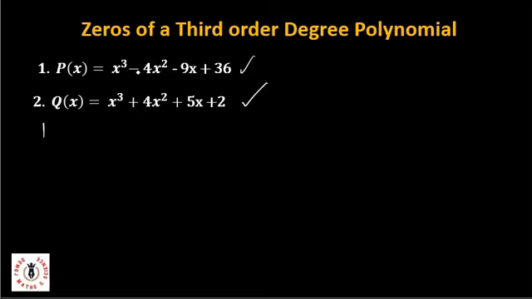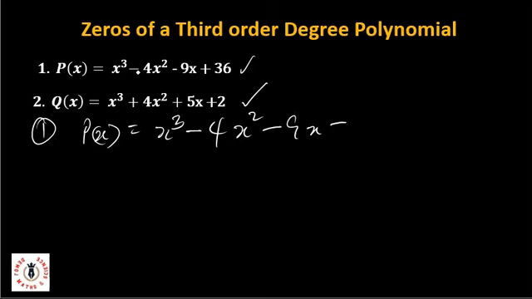Now, in example 1, we have that p of x is equal to x raised to power 3 minus 4x squared minus 9x plus 36. Obviously, from this example, I can easily group them. You see that x raised to power 3 and minus 4x squared have something in common, which is x squared. Minus 9x and 36 have something in common, which is minus 9.